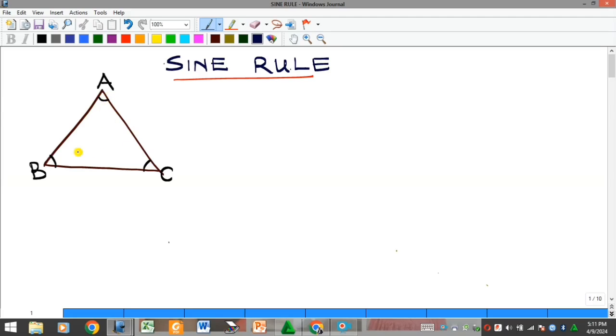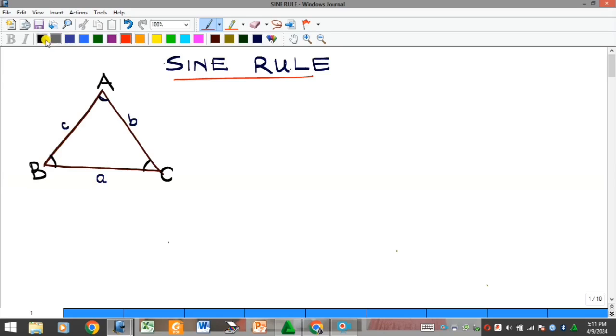If we have a triangle as given here, ABC, the angles are represented with capital letters, while the side facing each angle is represented with the small letter of that angle. So here we will have small letters a, b, and c, respectively.